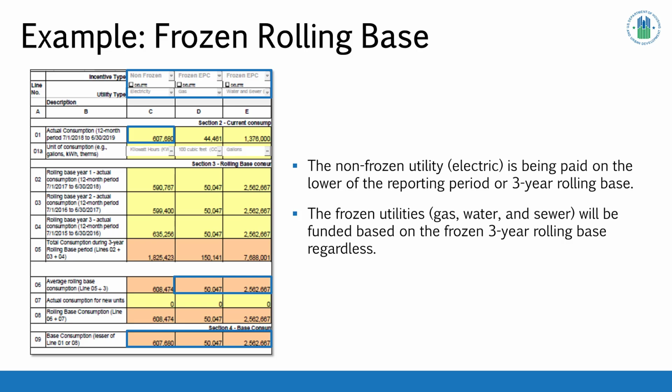When we take a look at water and sewer on the very right column here, that's frozen. When we take a look at gas, that's frozen. The non-frozen is electricity. So on the non-frozen, what's happening here? You'll see that electricity was 607,000 units of consumption versus the 3-year rolling base of 608. And of course, you get paid on the lower of the two, the 607. But when it's frozen, even though the reporting period is less, they're going to fund you at the 3-year rolling base level of either 50,000 units or 2.5 million units. And that extra money that you get in subsidy will go towards paying off the loan to HUD.